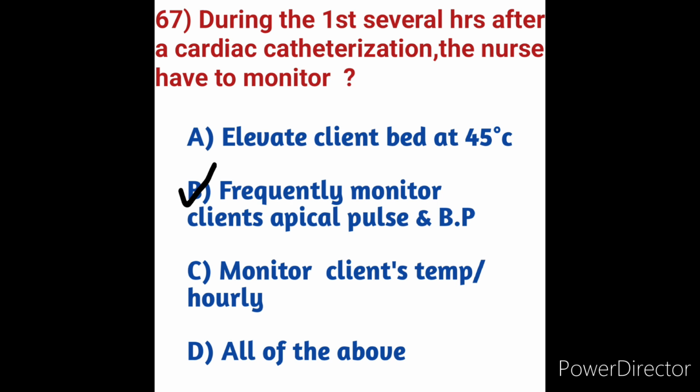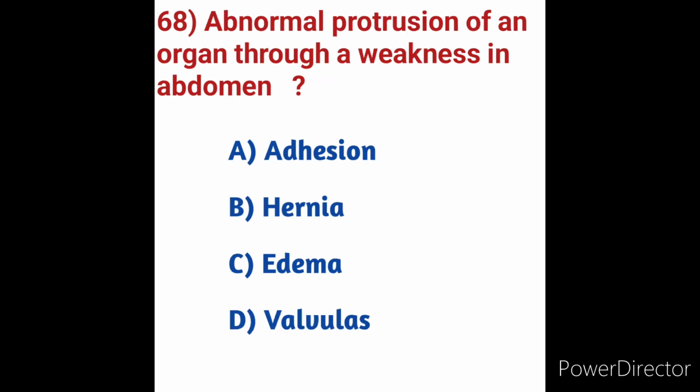Next we will move on to question number 68. Abnormal protrusion of an organ through a weakness in the abdomen is which of the following conditions? We will see here the options. Option A, adhesion. Option B, hernia. Option C, edema. Option D, volvulus. A hernia occurs when an organ protrudes through the wall of muscle that encircles it.